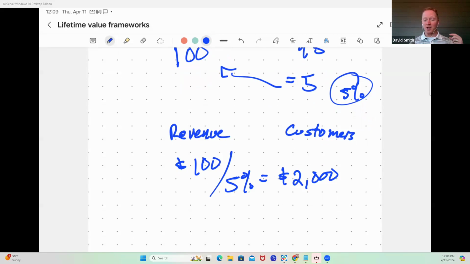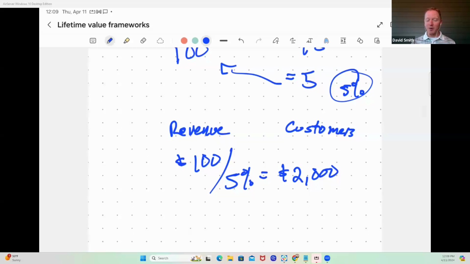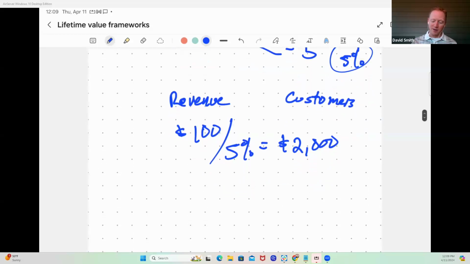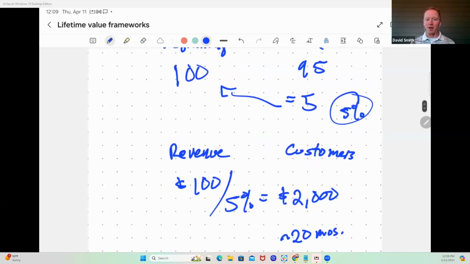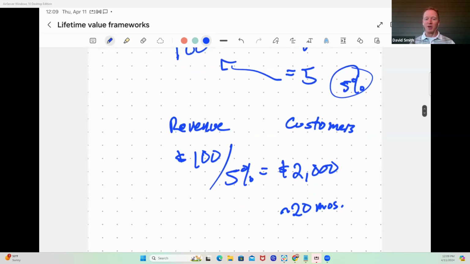Okay, so even though it's $100 a month, that quick math is going to tell you that if it's $2,000, then you're averaging about 20 months before someone quits, or before somebody churns, again, before they become one of the 5 that dropped out in any given month. Again, we can always get more granular, but I just want to give you a quick, simple way to take a look at this so you can then evaluate, okay, how am I doing so far? If you don't know this number already, this is just a way you can gauge it.